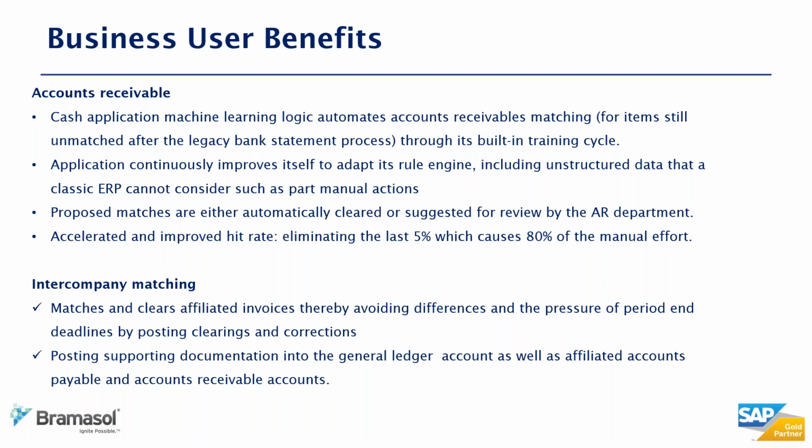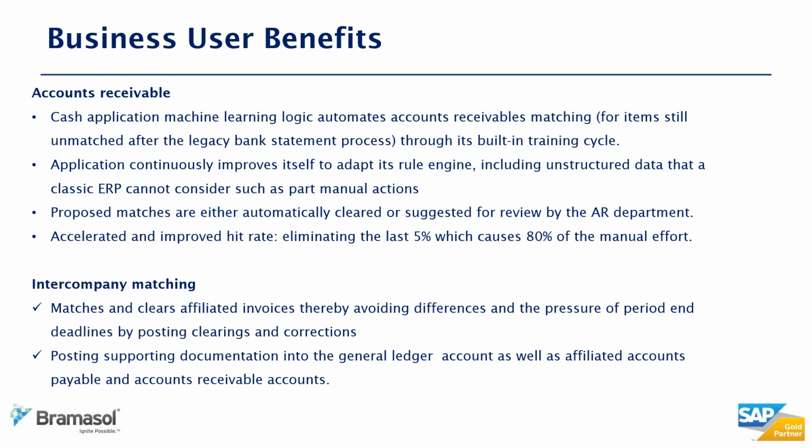So the last line is very important. It basically tries to eliminate the last 5% of that manual reconciliation, which really causes 80% of the manual effort. It's very important because, as we said before, you're moving from a data gatherer to a data analyst. So you're really helping the business move forward.